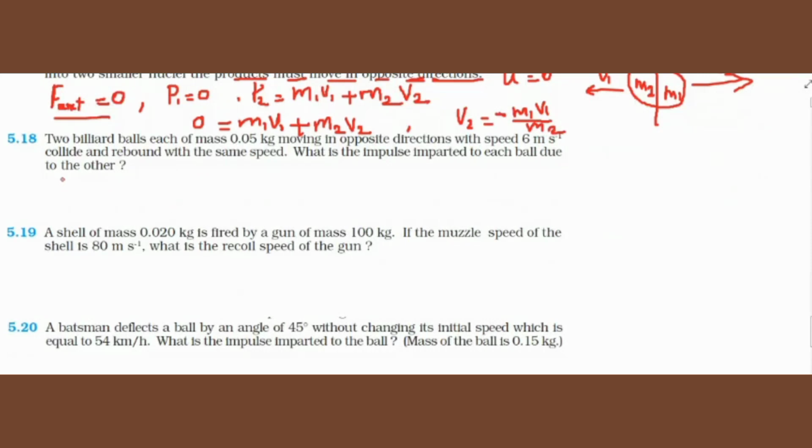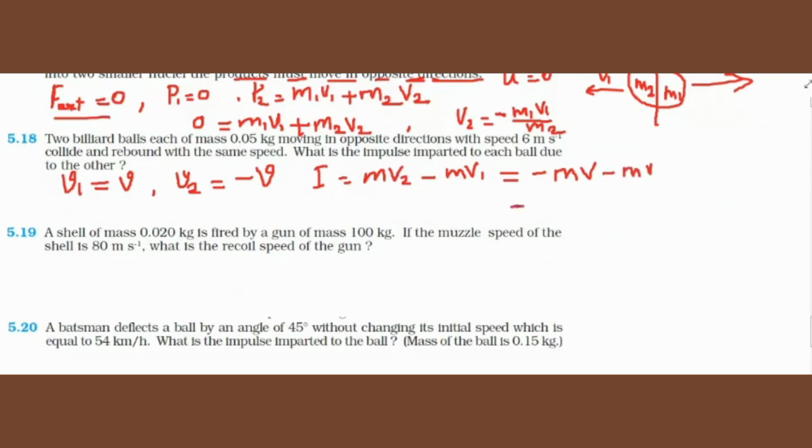So, what you can do, you can take like this, initial velocity V1 is equal to V, and final velocity V2 is equal to minus V. What is the reason we take minus V? Because it bounces in the opposite direction. Now, you have to calculate impulse. Again, impulse formula, I is equal to P2 minus P1, final momentum minus initial momentum. Substitute the values, you will get minus MV minus MV is equal to minus 2 MV. Mass is given 0.05 kilogram, velocity is given 6 meter per second.